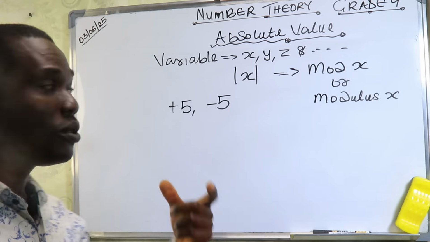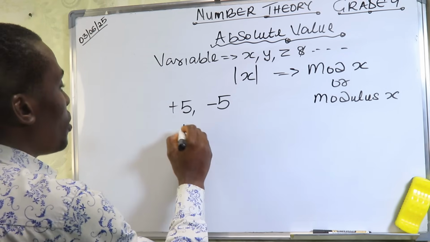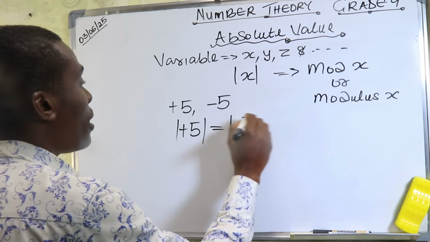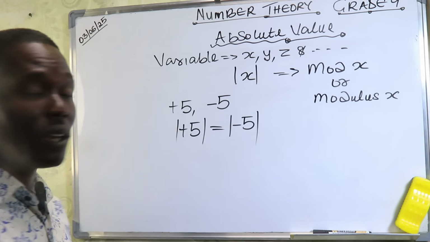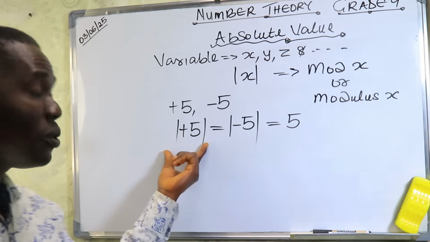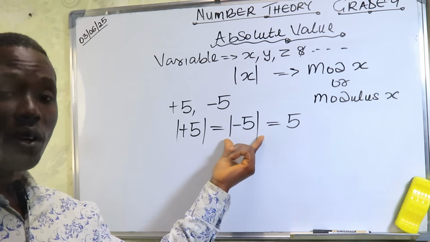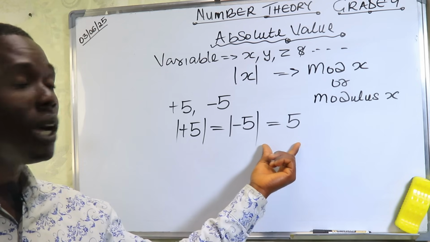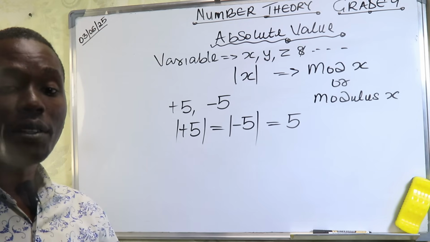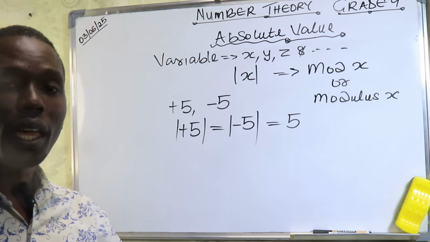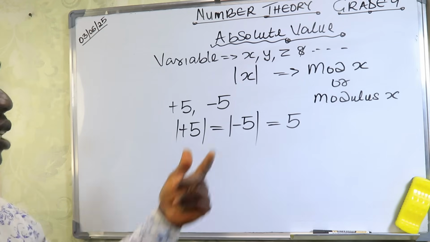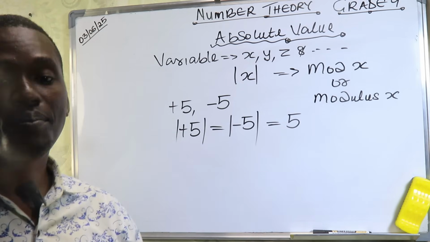Now let's look at this. The absolute value of positive 5 is still the same value as the absolute value of negative 5, and both of them will be what? Will be 5. So the absolute value of positive 5 is the same as the absolute value of negative 5, and both values are 5. The absolute value of positive and negative 5 is 5. So there is no sign assigned to any absolute value. Now I want you to take that as a keynote point you're taking out of this lesson.